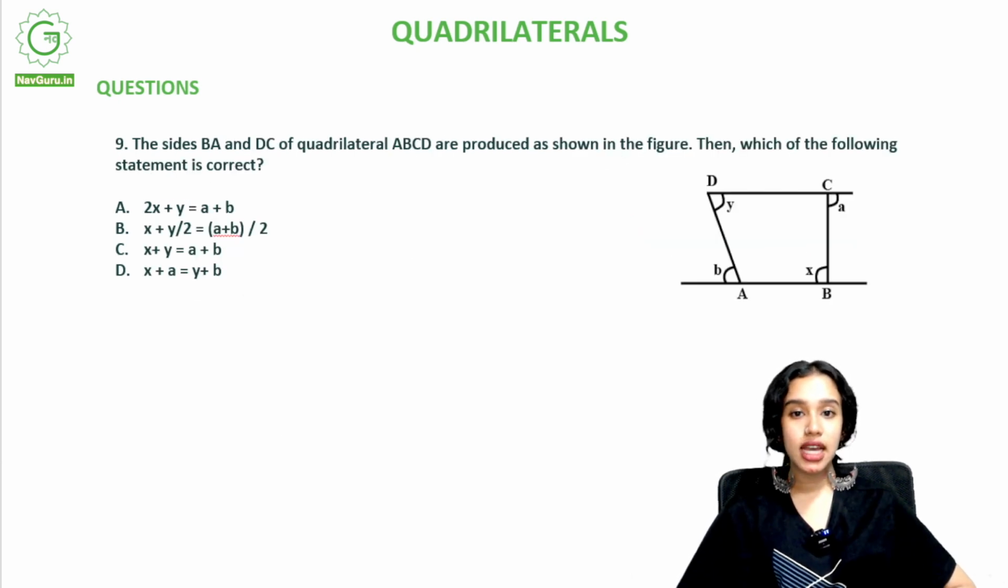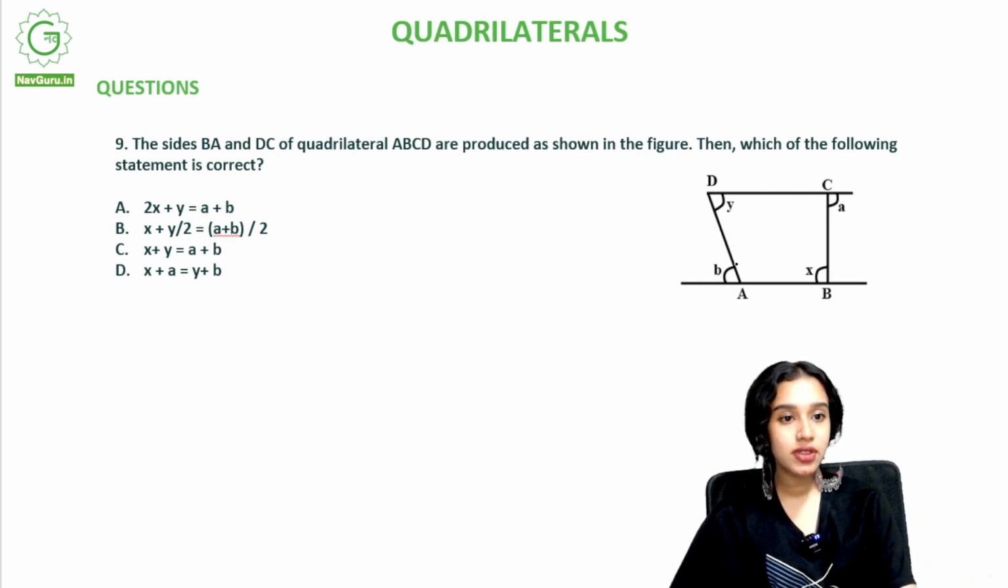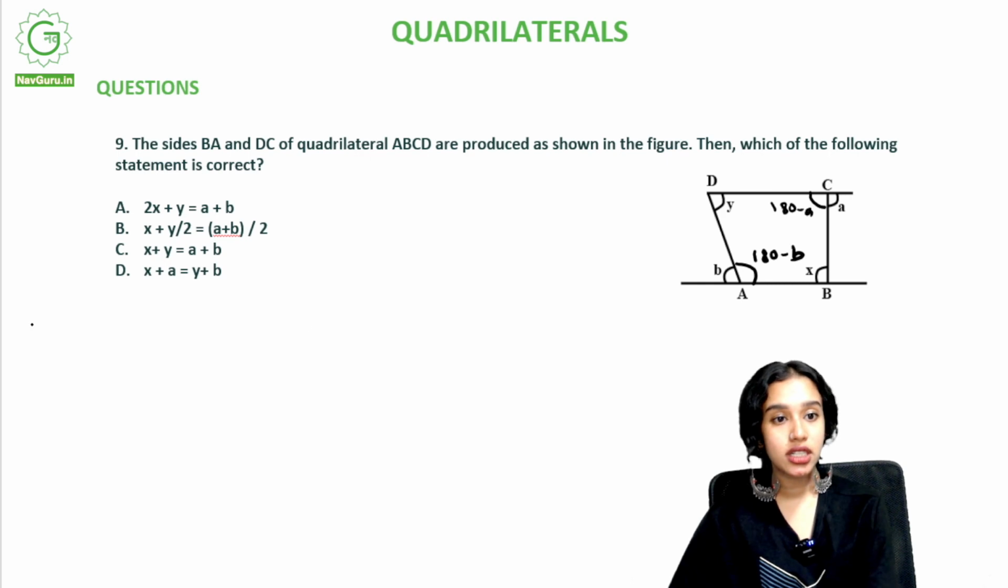Now, the sides BA and DC of a quadrilateral ABCD are produced as shown in the figure. Then which of the following statements is correct? So what do we have here? If this is B degree, this is 180 minus B degree, right? And if this is A degree, this is 180 minus A degree, right? So what do we have here? The sum of all internal angles of this is 360 degrees, right?